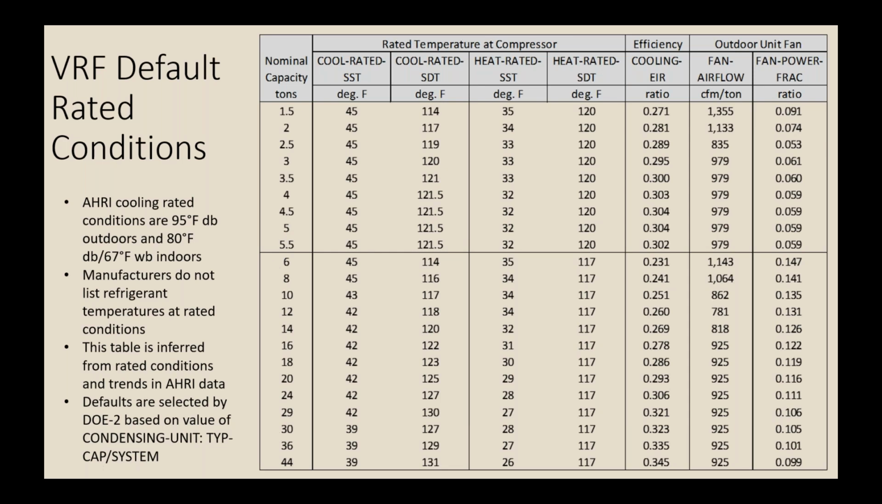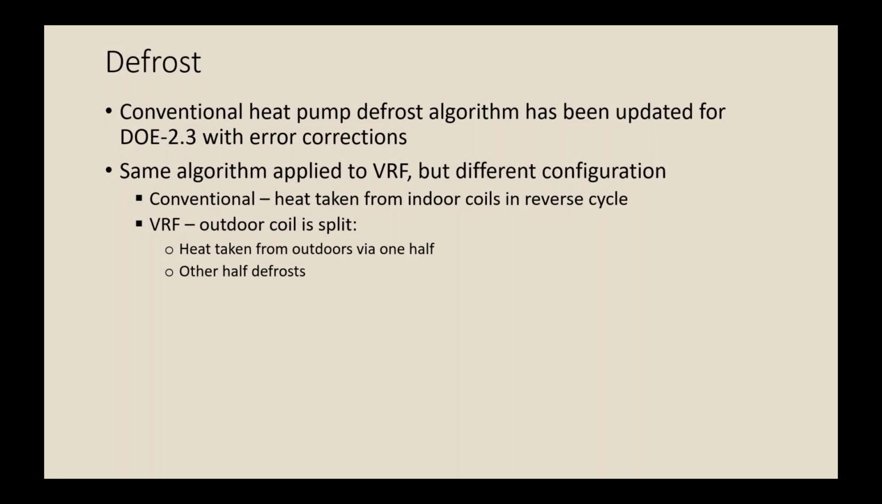And my recommendation is, unless you have a good source from a manufacturer that really understands what this is all about, my recommendation is to use these defaults, but do specify this typical cap per system to get the defaults to be reasonable. I think the typical cap per system will default to the actual capacity per unit or capacity per system in your model. So you don't have to enter that, but it's maybe useful to have an understanding of what you're getting.